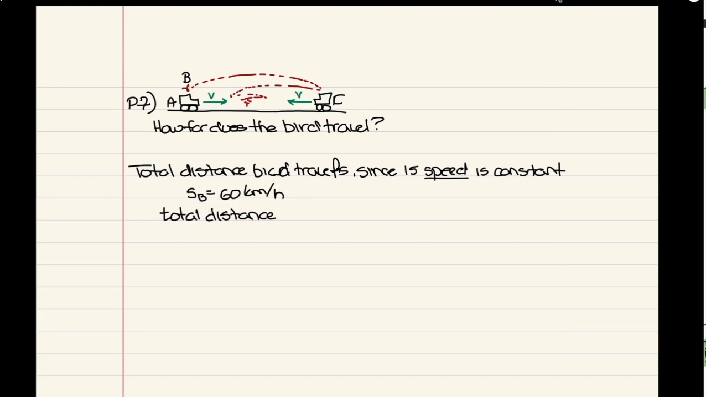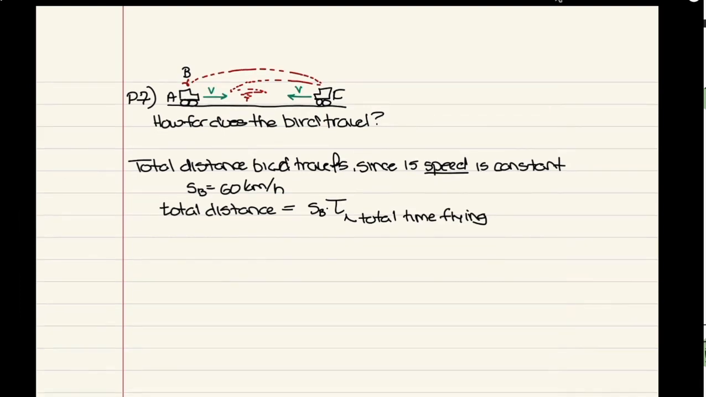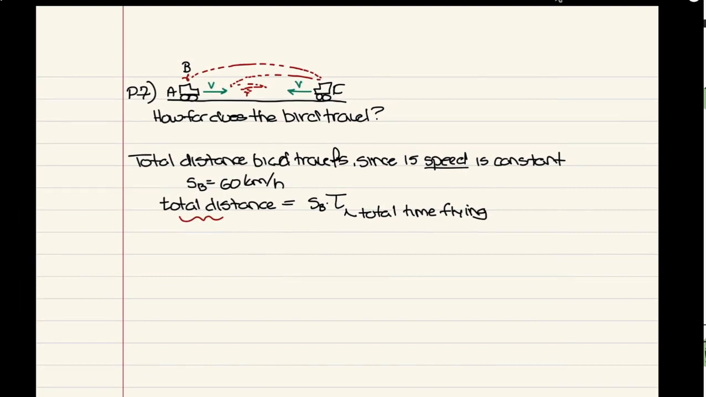So then the total distance in that case is going to be the speed of the bird times the, I'll call this capital T with a swoosh, total time flying, say. And the nice thing is that this is what we want. We know the value for this. Unfortunately, we don't know the value for this. If we could figure out big T, then we'd be done.